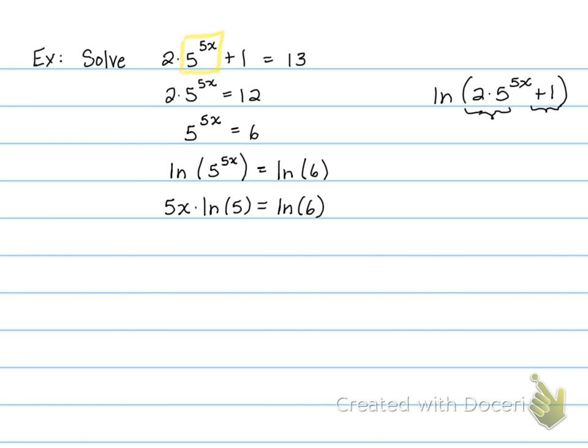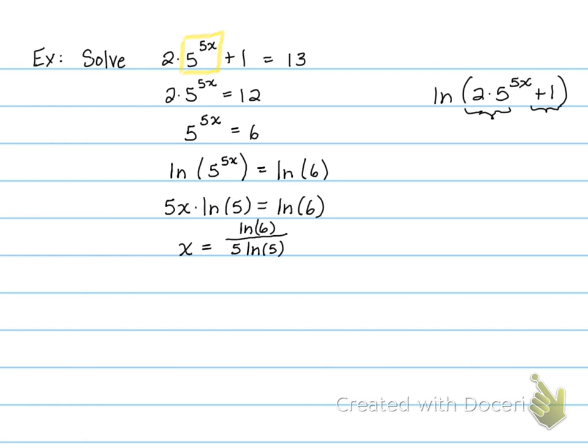And then the last step is just to isolate the x. So you want to just divide by everything x is being multiplied by. In this case, we are multiplying by a factor of 5 and also by the natural log of 5. You can divide by both of them at the same time. So x equals the natural log of 6 over 5 times the natural log of 5.